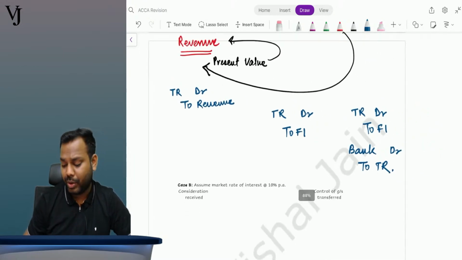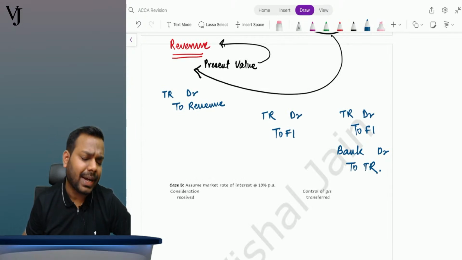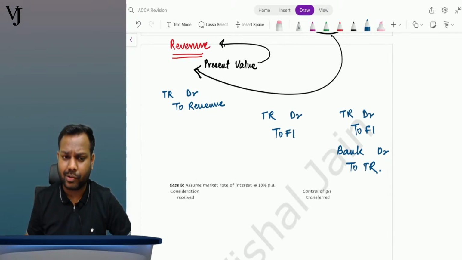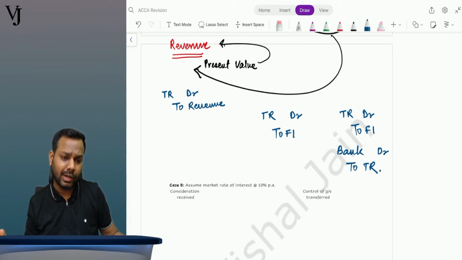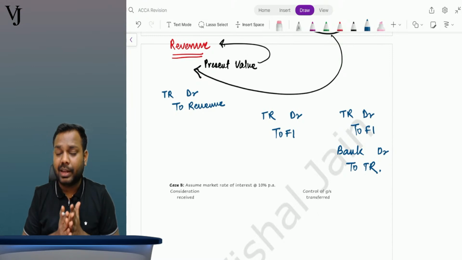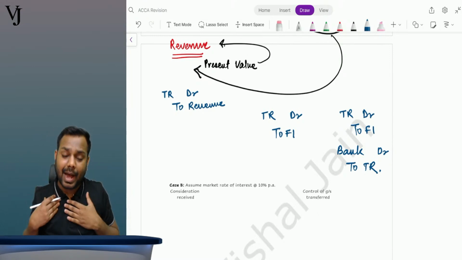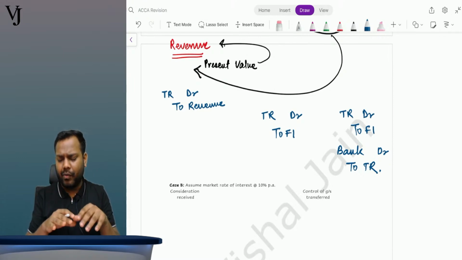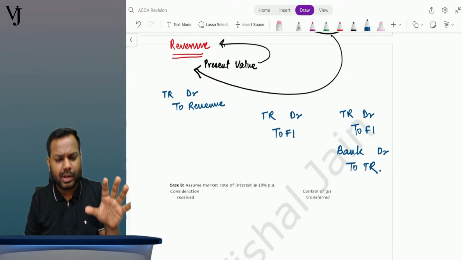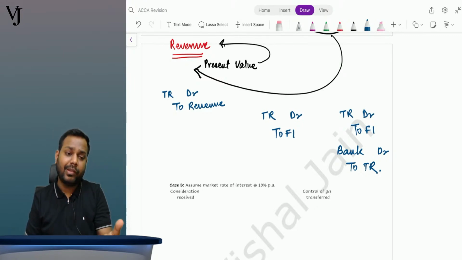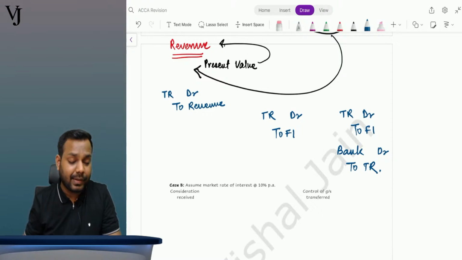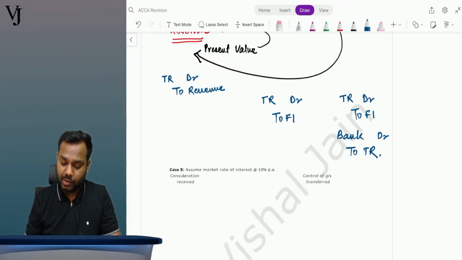Is journal entry important? Understand. Might be in the exam, they might ask journal entry, they might not. Sometimes they have asked, sometimes they have not asked. But if you understand anything by way of journal entry, the understanding becomes quite clear. Whenever I get stuck in any situation, I pass journal entry for that, and things become quite clear. In the exam also journal entries have been asked in the past. So you have to study journal entries.